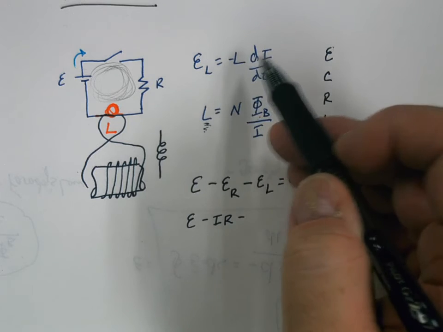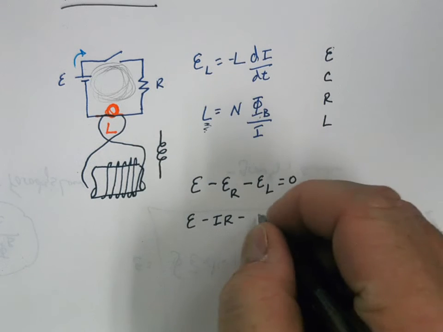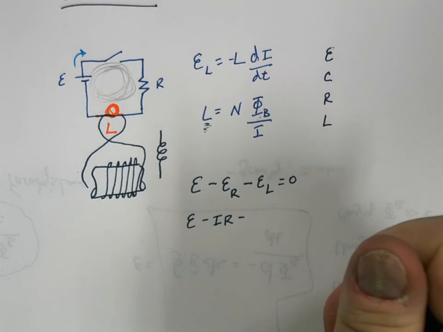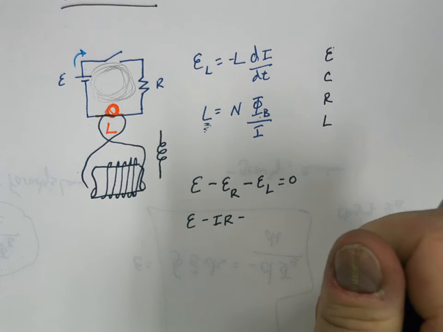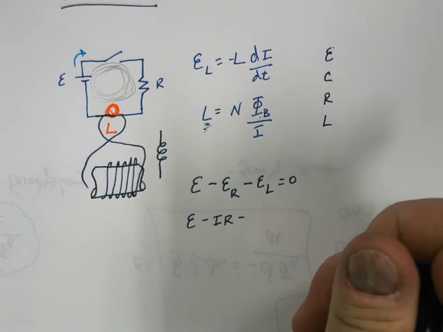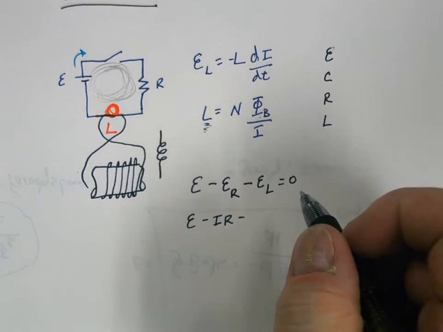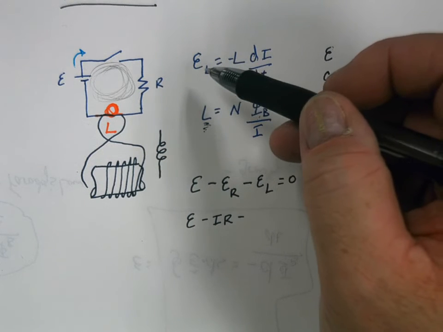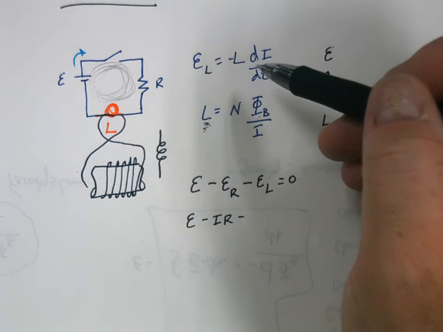Negative L plus... It is a voltage drop, so it does go into this equation as negative. It's not in the circuit. It is a voltage drop. It does not increase the voltage. It decreases the voltage.